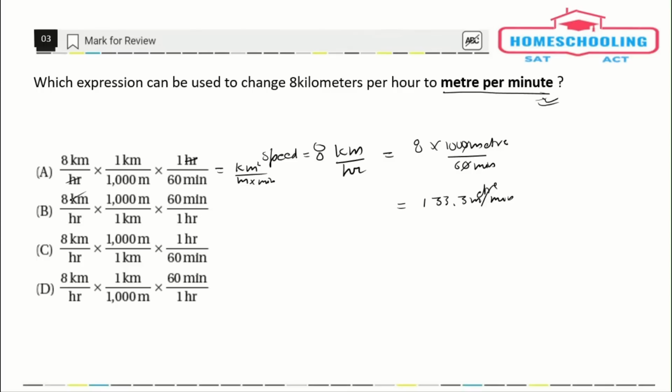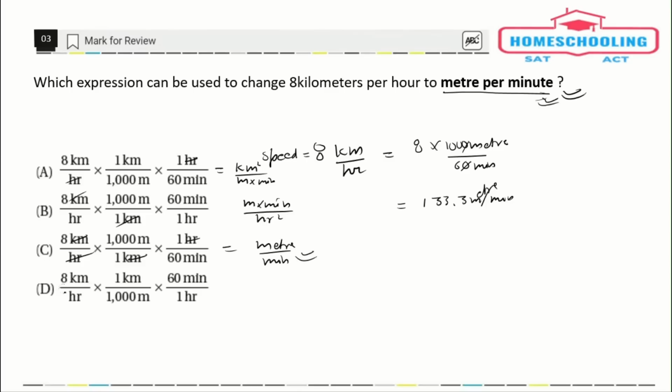Now let's move on to the second. Here kilometer gets cancelled, and hour is there. So meter into minute divided by hour squared is the unit. Now let's move on to the third option. Kilometer and kilometer get cancelled, hour and hour get cancelled. So the ultimate unit left is meter by minute. We have to find the final answer in meter per minute, so this is going to be your answer.